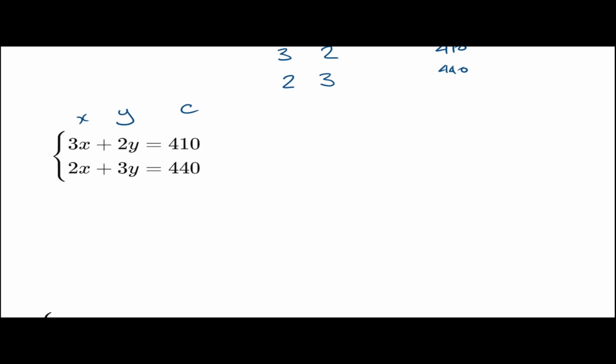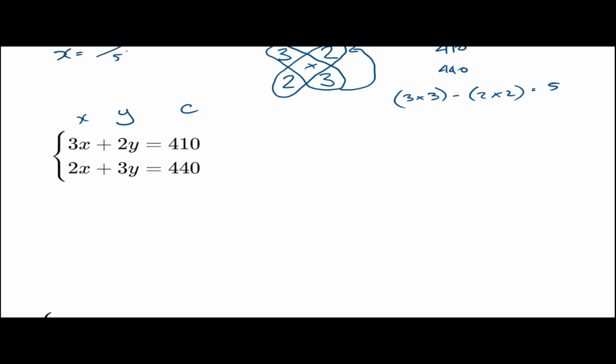Fair enough. Okay. We do exactly the same thing there. Here we go. So 3 times 3 minus 2 times 2. That's 9 minus 4 is 5. So I'm going to put there x equals something over 5 and y equals something over 5.